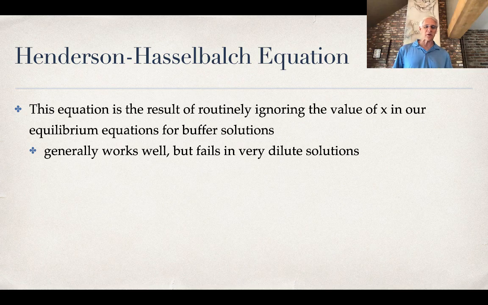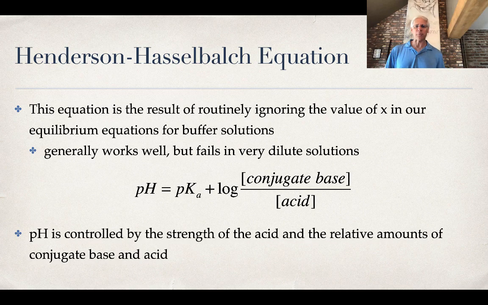So the equation itself is an approximation for buffer solutions, and generally it works just fine because more often than not you can ignore that x that they assumed. However, if you have very dilute solutions, then all of a sudden the x that you're ignoring becomes a larger factor, and so this equation can fail occasionally. You won't need to worry about it failing in this class. But this equation is called the Henderson-Hasselbalch equation.